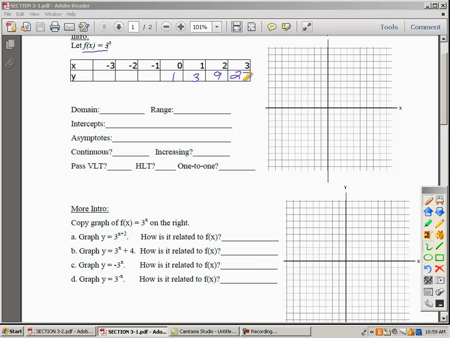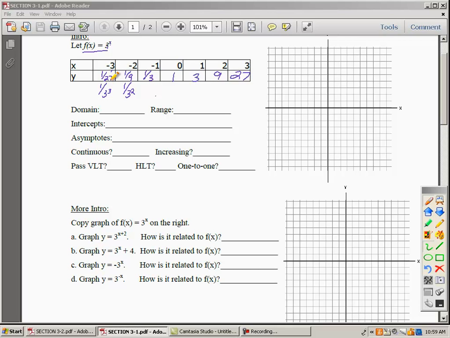Now remember, with negative exponents take reciprocals. So 3 to the negative 1 power is the same thing as 1 over 3 to the first power, which is 1/3. 3 to the negative second power is 1 over 3 squared, which is 1/9. And 3 to the negative third power is 1 over 3 cubed, which is 1 over 27.